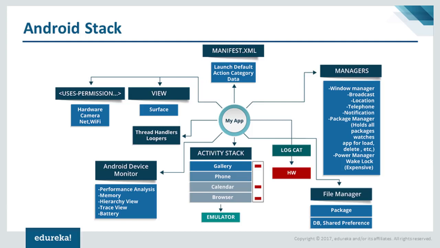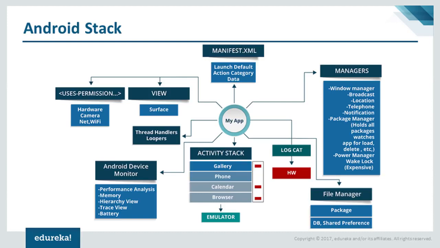In this activity stack, it holds the running applications. Now in the phone, you will see many applications getting executed, meaning they are running on your phone. It can be the gallery, the phone, the calendar, the browser, and a lot more applications running on your phone. As of now, you are watching some pictures.